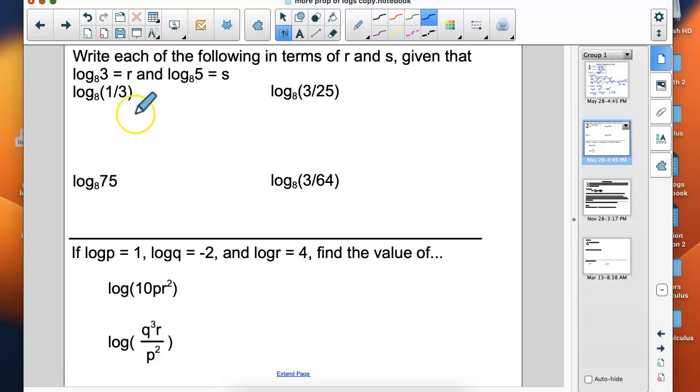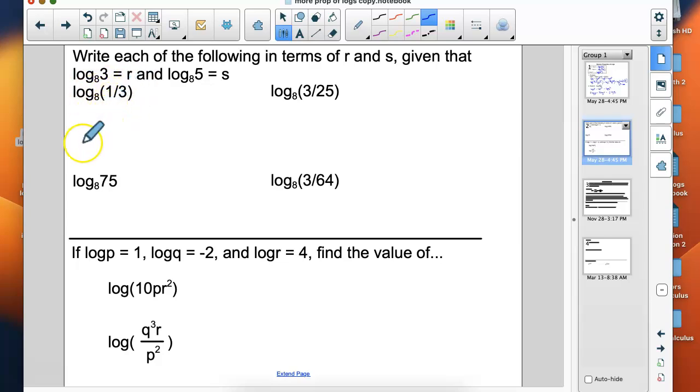All right, so using those properties, I'm going to be able to take these things and write my answers in terms of r's and s's. So this looks more complicated than it is. First of all, I know that the log base 8 of 3 is r, and the log base 8 of 5 is s. So what I want to do is turn this into log base 8 of 3's and log base 8 of 5's.